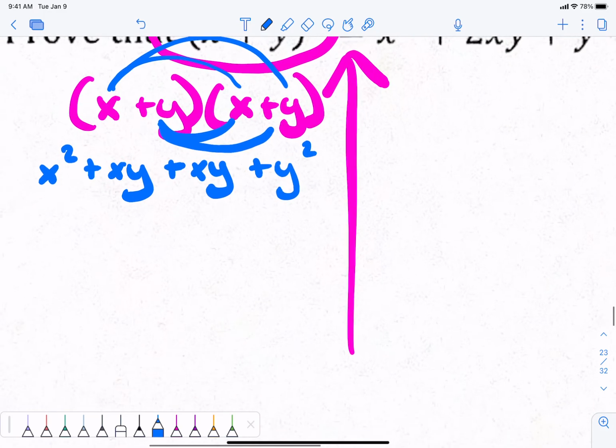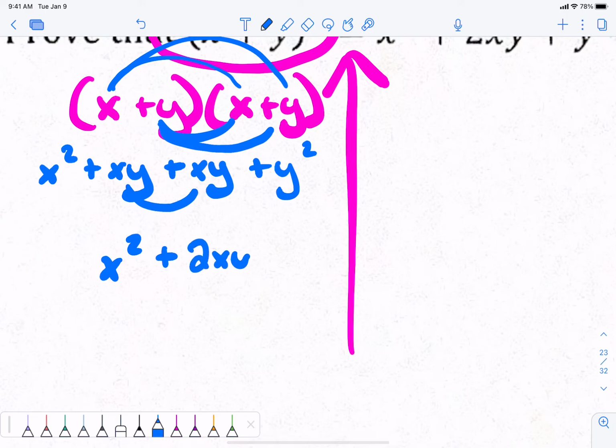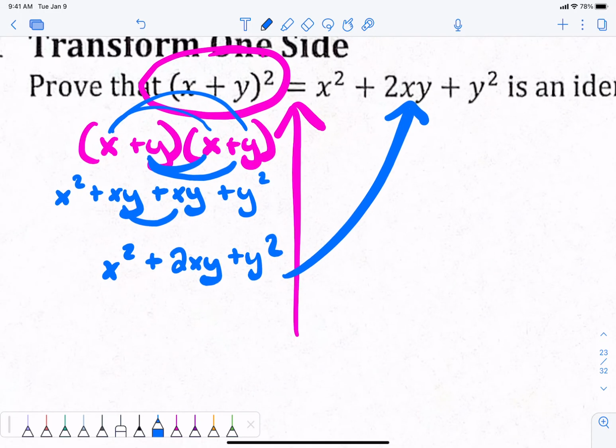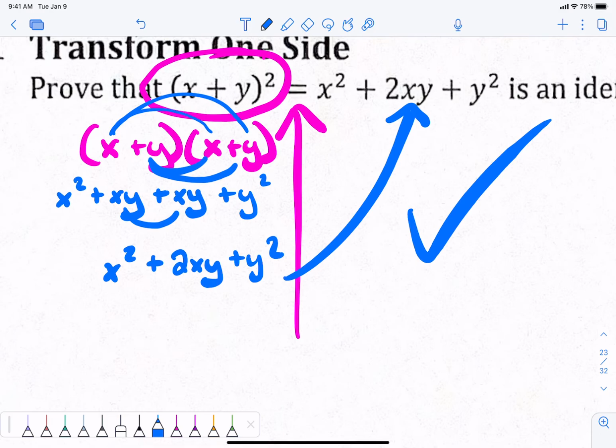Okay. So then we put those 2 middle pieces together and we end up with x squared plus 2xy plus y squared. Oh, look. That's so cool. There you go. Check. We've proved it's an identity.